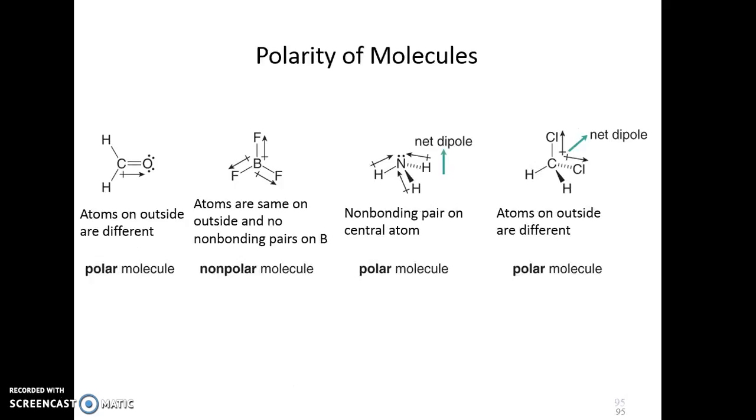Let's look at some examples. Look at this carbon. There's no non-bonding pairs on the central atom, but the atoms on the outside are different. It's polar. Look at this molecule. There's no non-bonding pair on the central atom, and the atoms on the outside are the same. Nonpolar. Here, the central atom has a non-bonding pair, so it's polar. Here, the atoms on the outside are different. Polar.